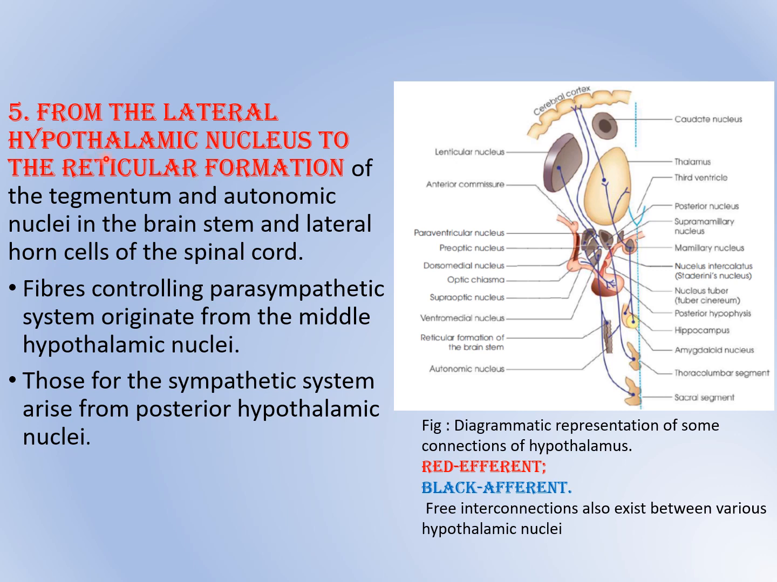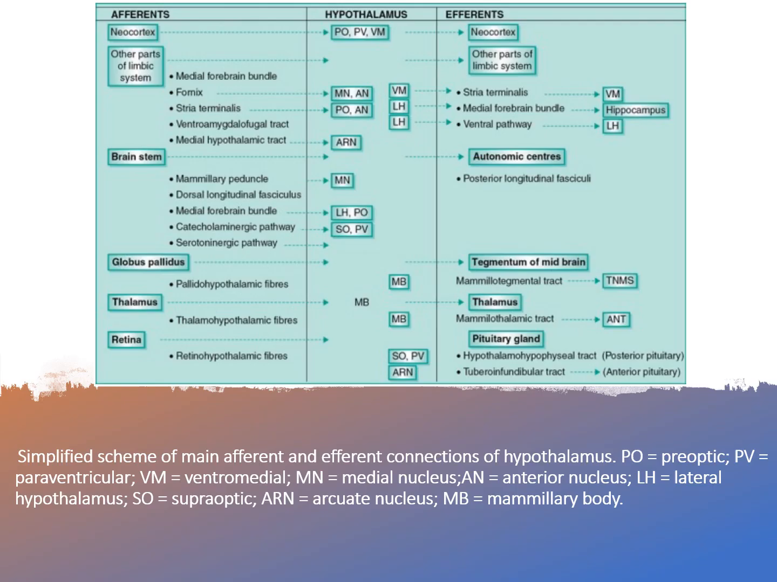Then from the lateral hypothalamic nucleus to the reticular formation of the tegmentum and autonomic nuclei in the brainstem and lateral horn cells of the spinal cord. Fibers controlling the parasympathetic system originate from the middle hypothalamic nuclei, and those for the sympathetic system arise from the posterior hypothalamic nuclei. This one is a figure of the main afferent and efferent connections of the hypothalamus.